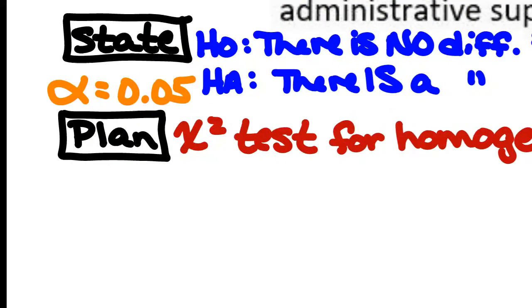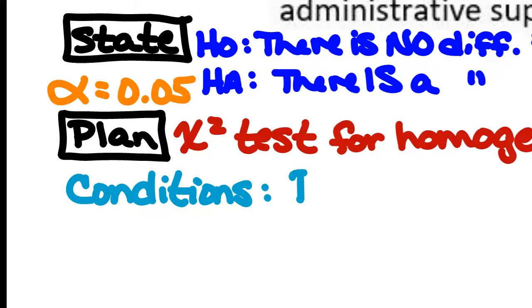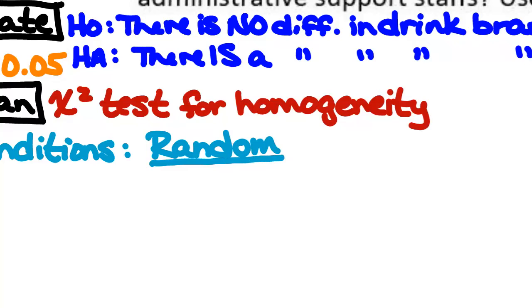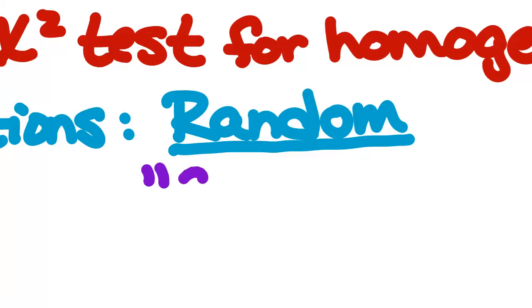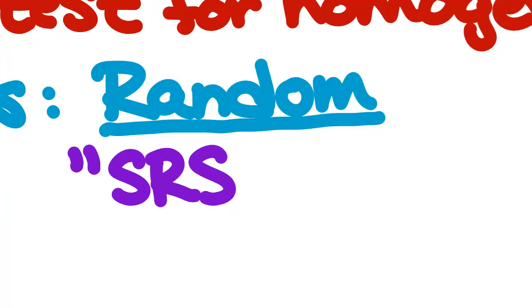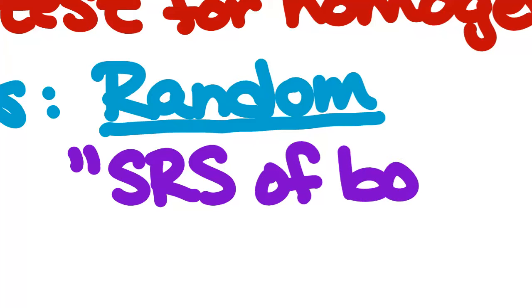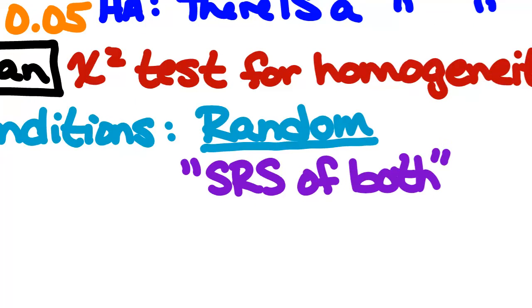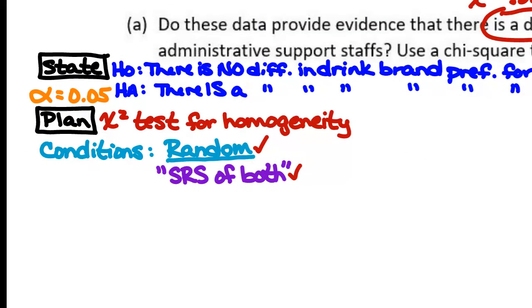And then we check our conditions. How many samples were taken? 2 samples. So we have to check random for both samples. And if required, we have to check 10% for both samples. Do we get random for both of these? Yes. It says simple random samples of both. So simple random sample, you can abbreviate that SRS if you do not want to write out simple random sample. So that's enough to check the random condition for both populations there.